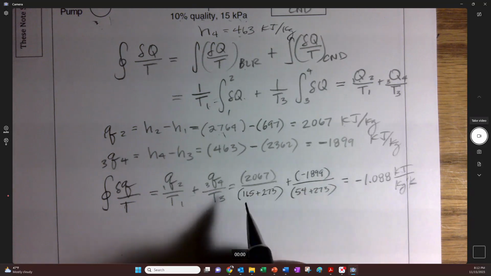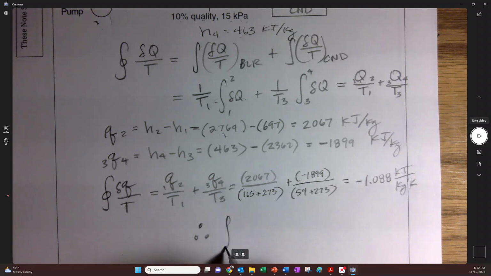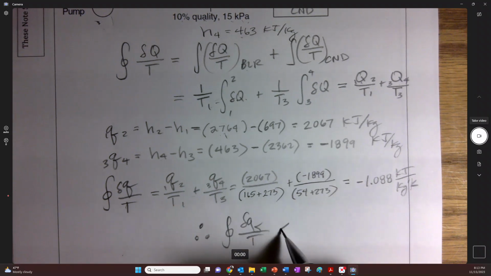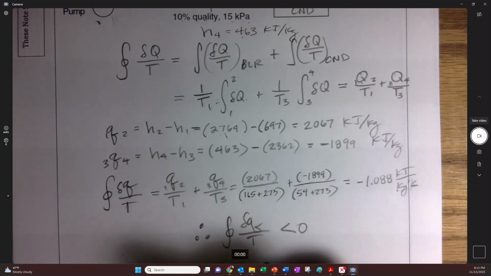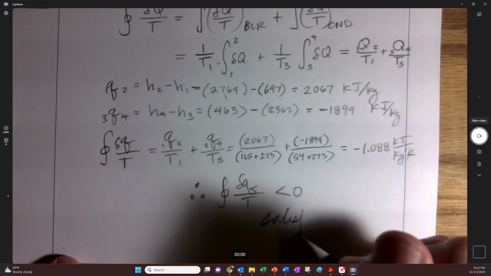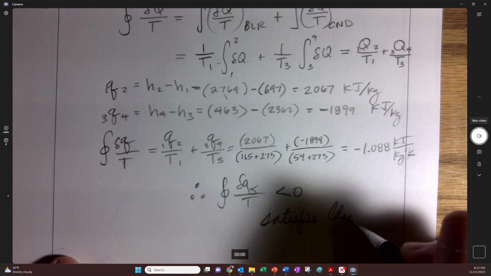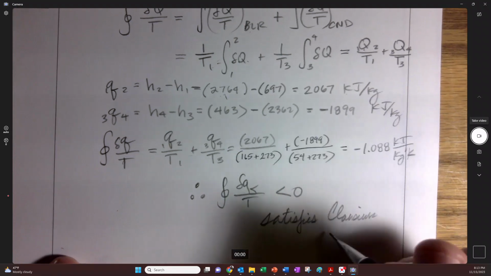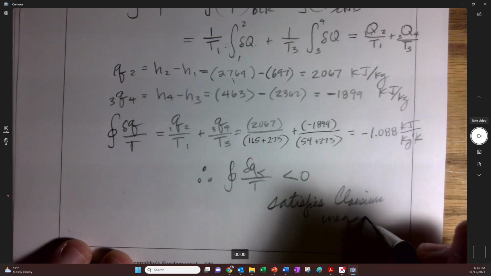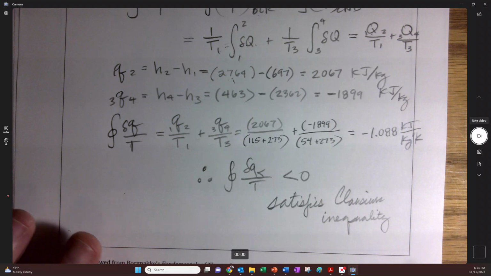And so, therefore, this is less than 0 and satisfies the Clausius inequality. Yeah, got an I right there.